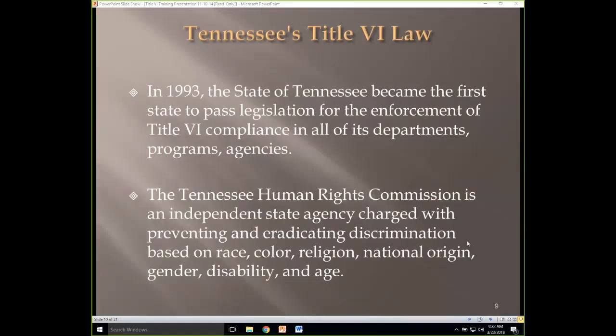So Tennessee actually has a Title VI law. In 1993, the state of Tennessee became the first state to pass legislation for the enforcement of Title VI compliance in all of its departments, programs, and agencies.